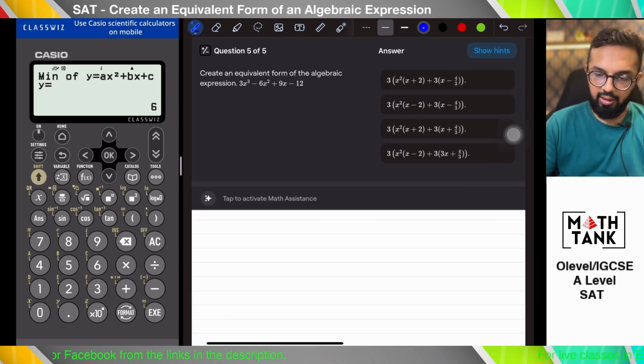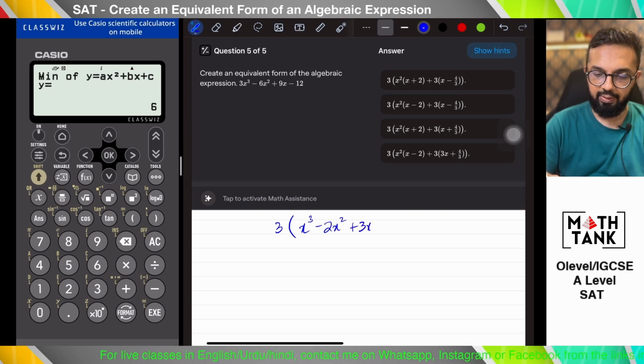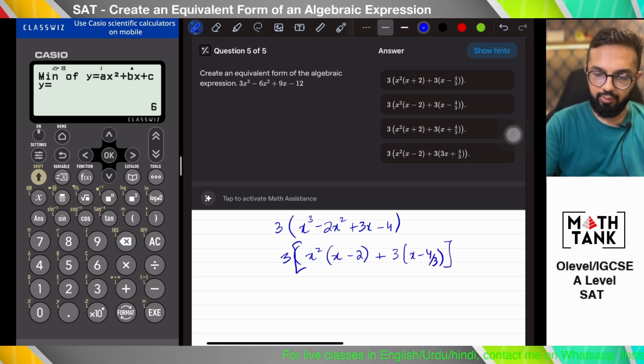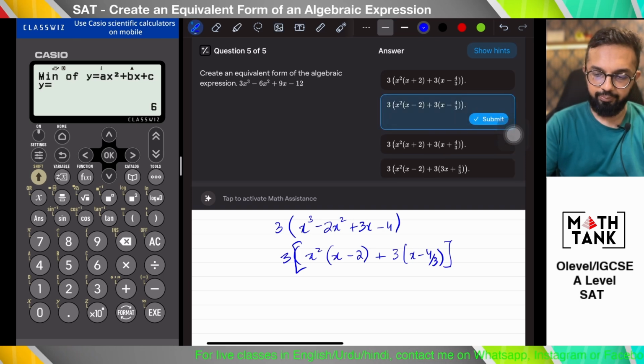Okay, moving on to the next one, I can factor out the 3 first. I get x cubed minus 2x squared plus 3x minus 4. What's common in the first two? It's x squared that's common, so I'm left with x minus 2. Then there can be a 3 common. If you take a 3 common, then you're left with minus 4 over 3 here. Okay, so that should work.